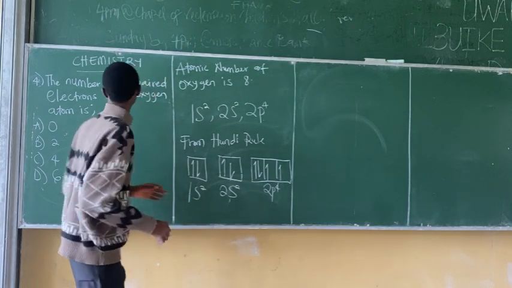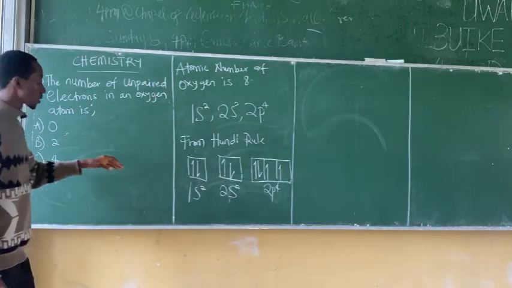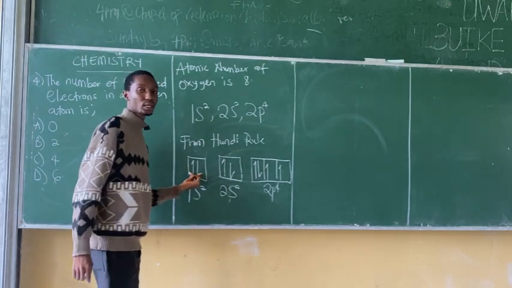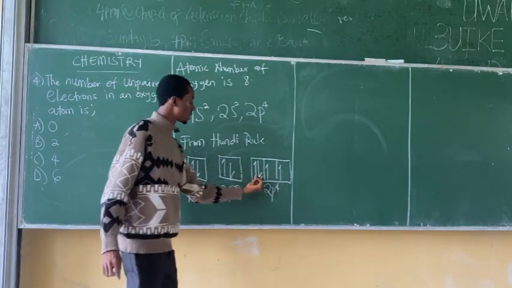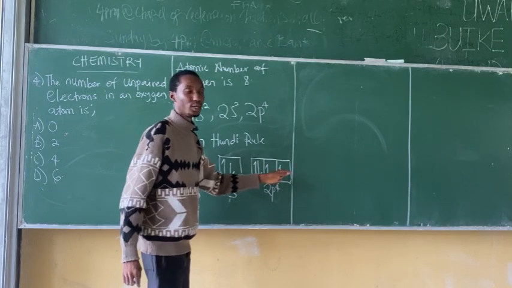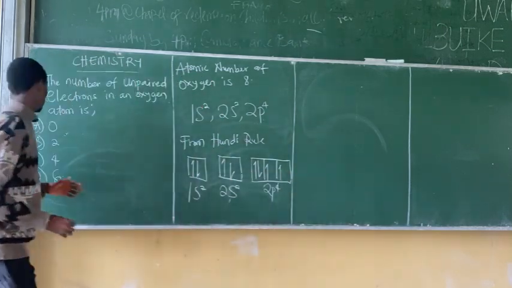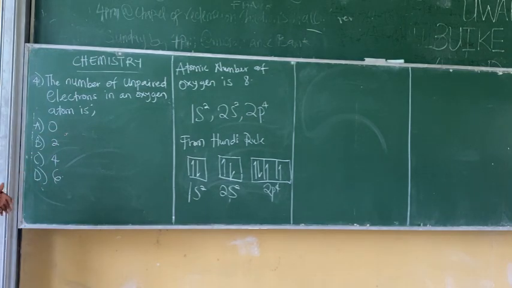Therefore, they said, what is the number of unpaired electrons in an oxygen atom? If you observe here, this is paired, this is paired, this is paired. You observe that two electrons are unpaired here. This one is 1 and this one is 1. Therefore, in this question, the number of unpaired electrons in an oxygen atom is 2.